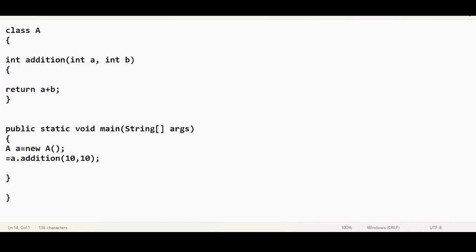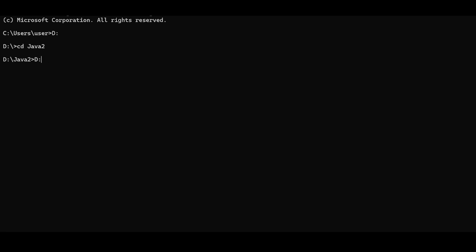Let me take store as a variable. After this you just want to print this in the console. System dot out dot print. Store. Just try to print this. Let me run this code. javac A.java, java A. So the output is 20. Why 20?